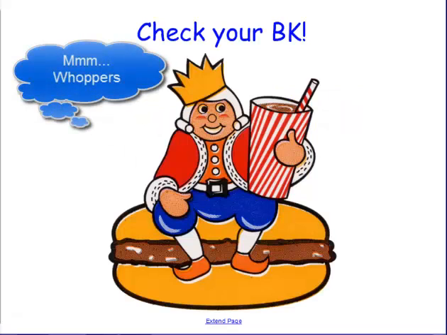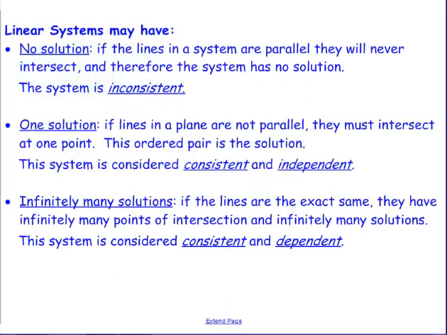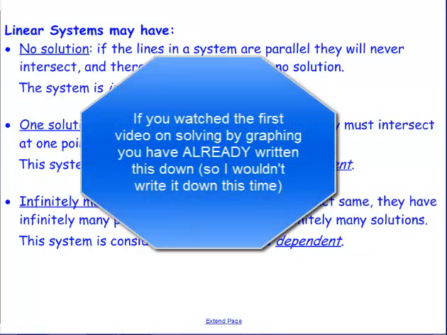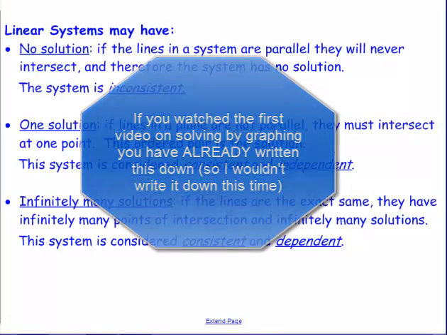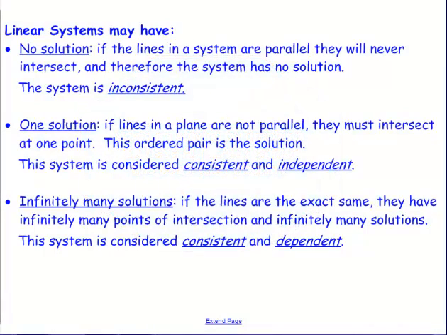Before we do that, I want to check your background knowledge with the old school Burger King logo. Remember when we talked about solving systems of linear equations, 3 different situations can come up. Basically, a system can have no solution. That, remember, was when lines were parallel, they never intersected, therefore they never had a solution, and that system was inconsistent.